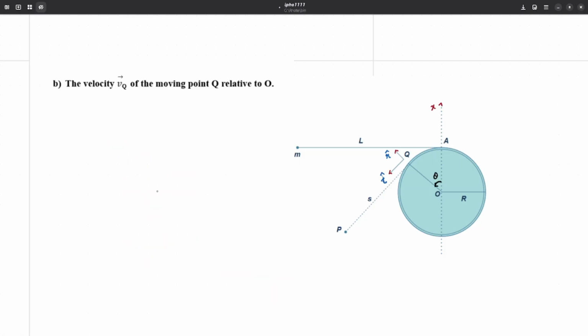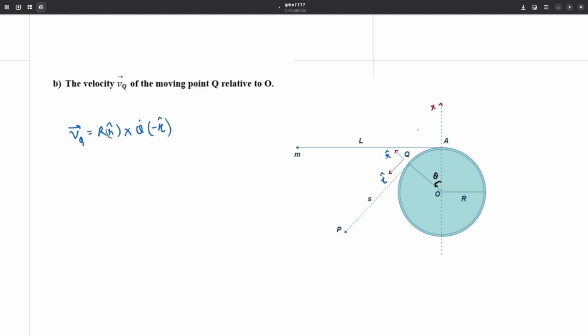Now we are asked to find the velocity of the contact point Q relative to O. As the point mass m moves towards the surface of the cylinder, the contact point Q moves in a uniformly curved path about the point O of radius r and angular velocity theta dot. Hence VQ is equal to r cap cross theta dot minus k cap.